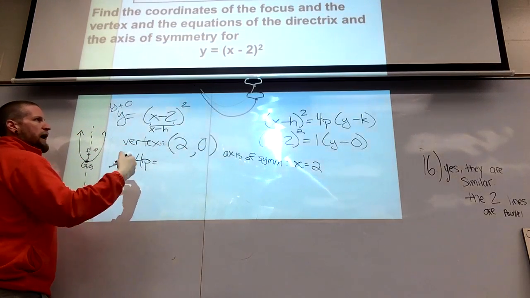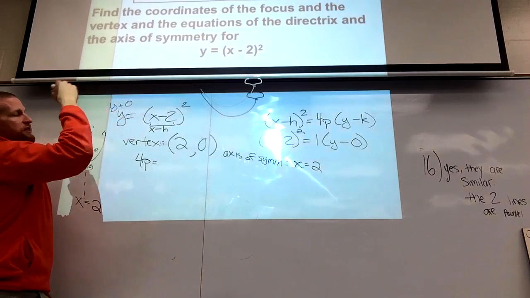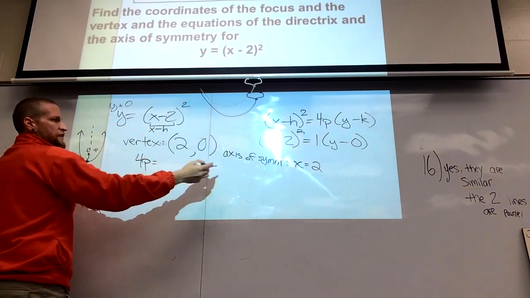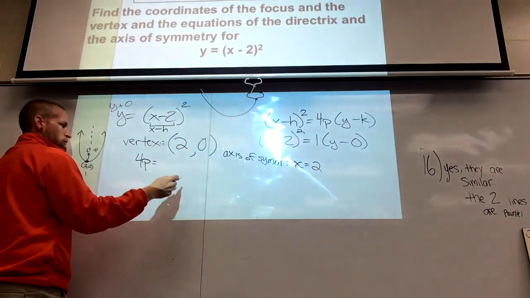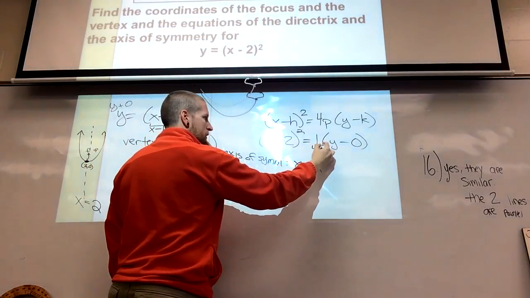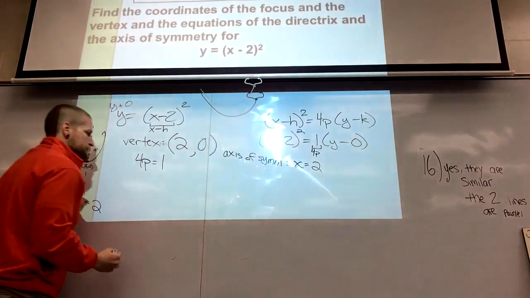All right, the other two things I want you to write, focus and directrix, are coming from the p-value. So since this is like 1, y minus 0, that means 4p equals 1, because this number out in front is 4p.